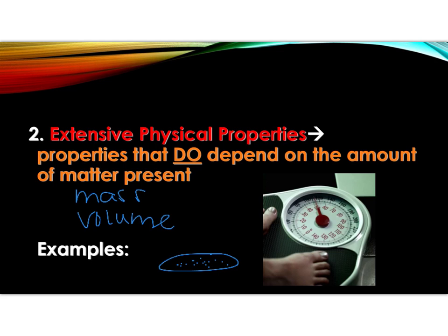Say I have 1 granule of salt. If I measure its length, width, height, all of those measurements depend on the amount of matter or the size of matter that I have present.